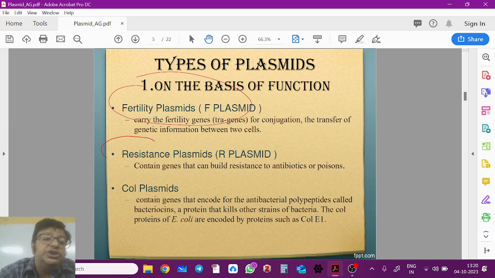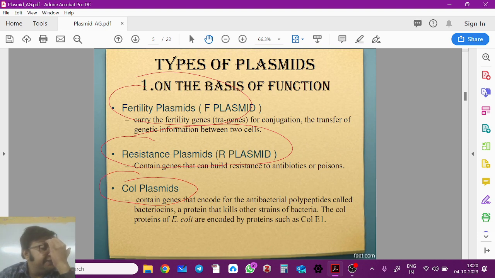Then the most important plasmids which we use are the resistance plasmids. They are very important socially, and in molecular biology also. For example, you are making a transgene and you have put it in a plasmid, and you put the cells in a medium where you need only the cells which have got the plasmid to survive in antibiotic media. So only the cells which have got the plasmid will survive and grow in ampicillin media or another antibiotic media. Then you have the col plasmids.